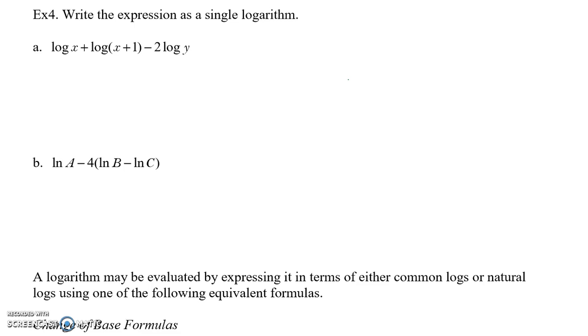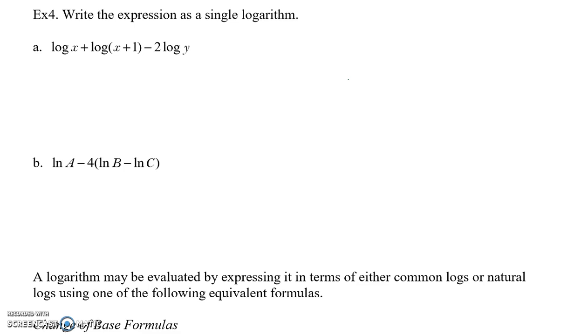Moving on to example 4, we can use our properties in reverse and take an expression consisting of sums and differences of multiple logarithms and write it as a single logarithm, assuming all of the logarithms have the same base. So let's look at part A. Log of x plus log of x plus 1 minus 2 log of y. All of these are base 10 logarithms, so this can actually be combined as a single logarithm.